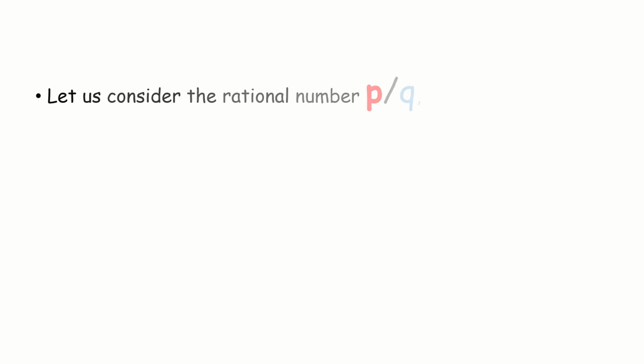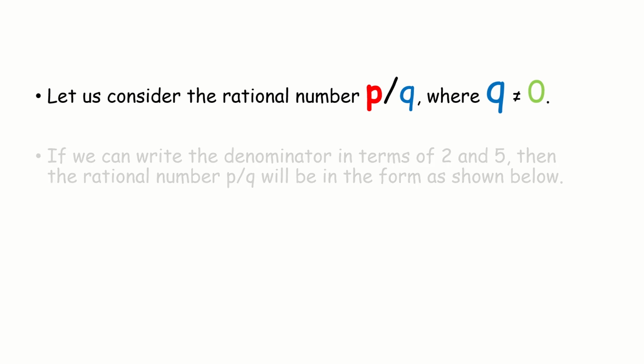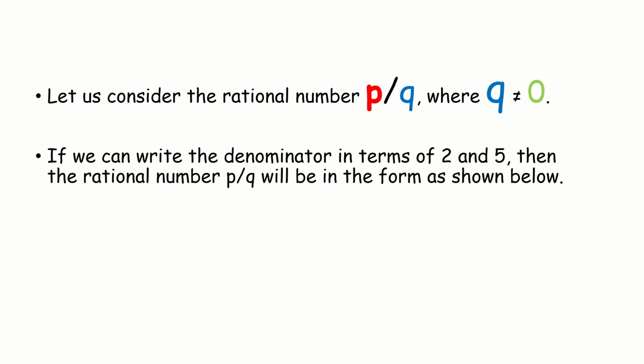Let us consider the rational number p over q, where q, our denominator, is not 0. So if we can write the denominator in terms of 2 and 5, then the rational number p over q will be in the form as shown below: p over 2 to the power n times 5 to the power m. This is the formula used to identify a terminating or recurring decimal expansion.